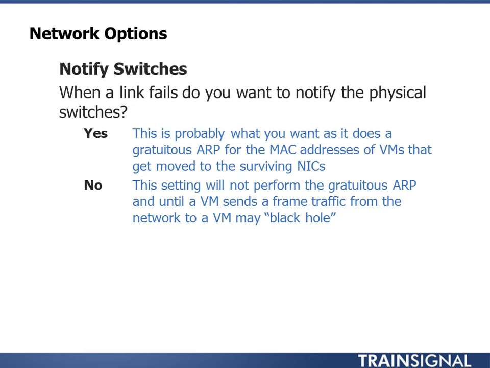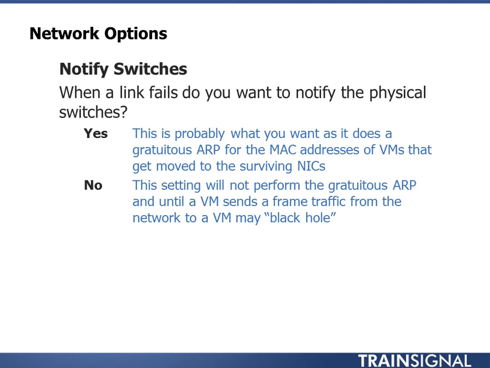Maybe not. So what happens when it's getting in frames from the network to send to the VMs that were on NIC 1? It sends them down that port, and they just go nowhere. We call that a black hole. Traffic goes in, we never see it again. So if you set notify switches to yes, when vSphere detects that NIC 1 fails, it does what we call gratuitous ARP for all the VMs that were on NIC 1 out the other surviving NICs.